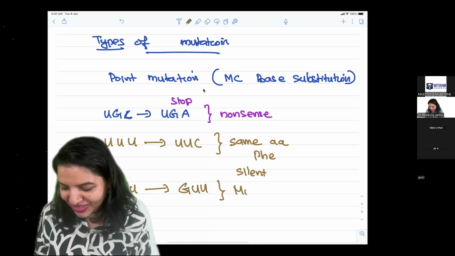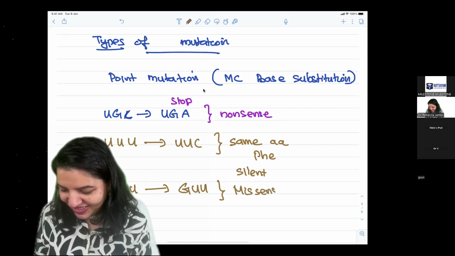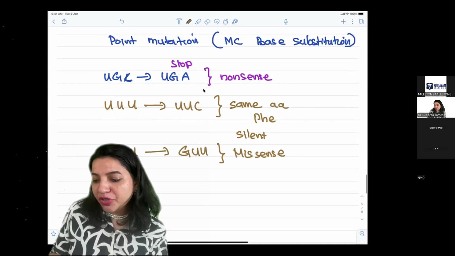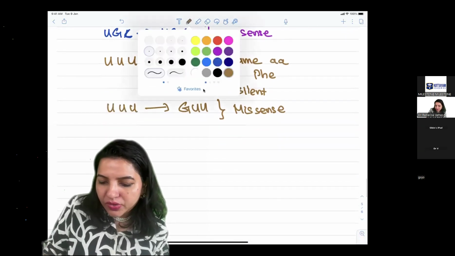So this is missense. Okay, so this is mutation. Now you say something about frame shift, right? What is frame shift?